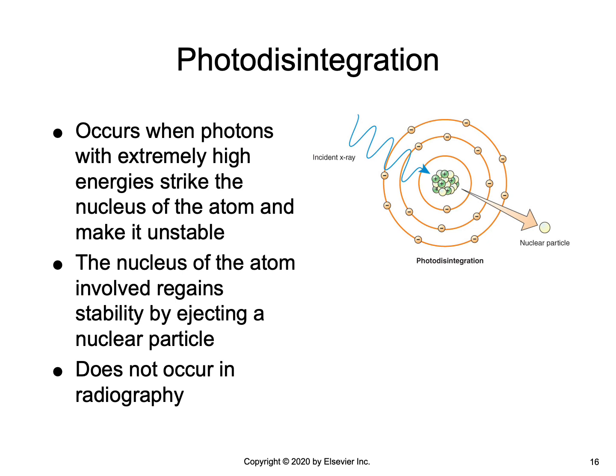Like pair production, photodisintegration does not occur in radiography because the energy levels required far exceed the kVp range that we use for diagnostic X-ray image production. If you look at the figure shown here, 7.6, this is a photodisintegration event. The very high energy photon interacts with the nucleus, causing the release of a nuclear particle to regain stability.